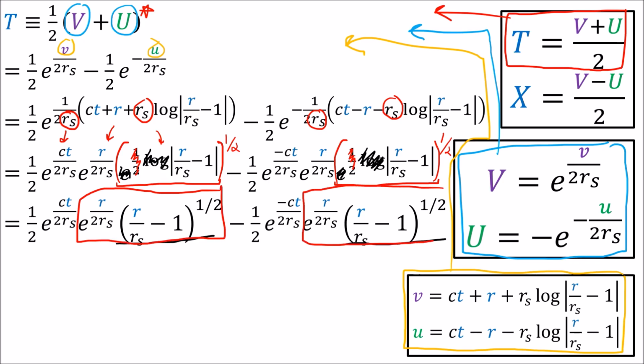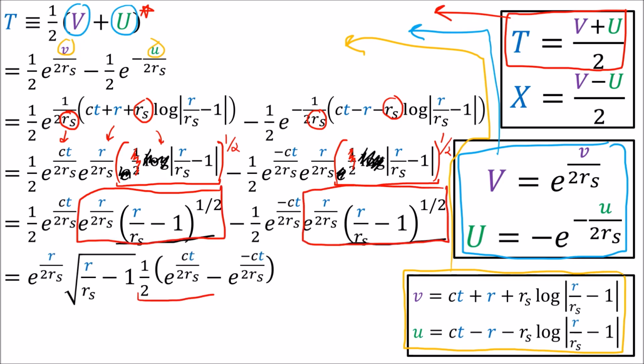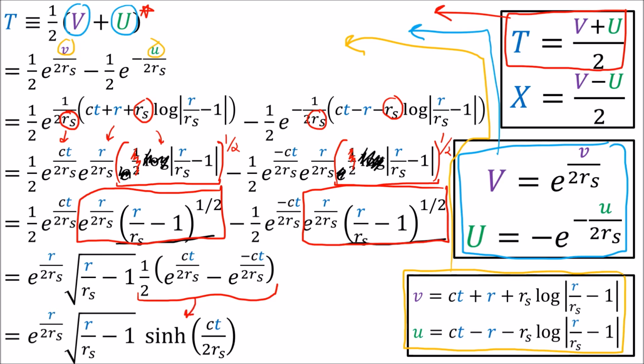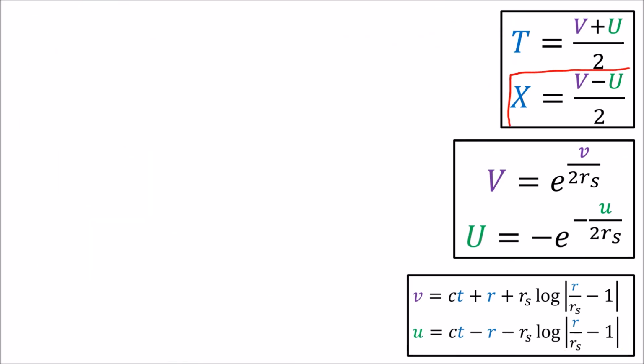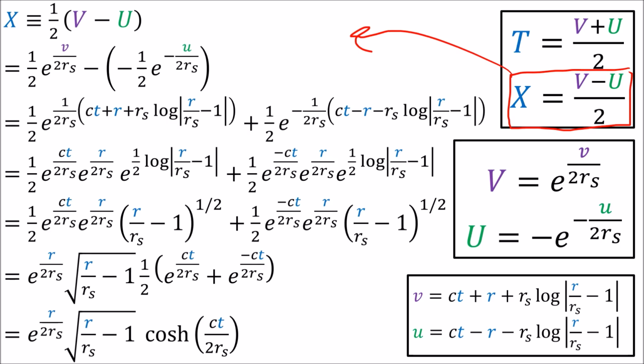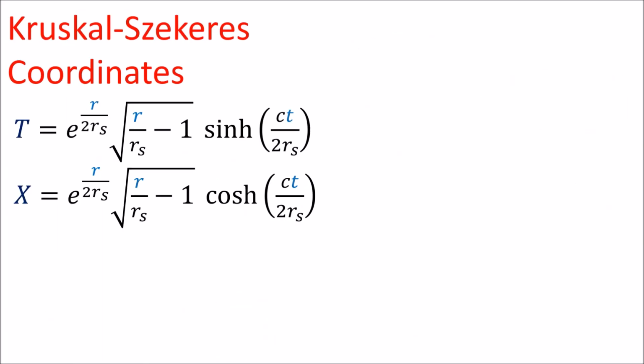We can then factor the r terms out and get 1/2 times a difference of exponentials involving ct. And you might recognize this as the formula for hyperbolic sine of ct. So this is our formula for converting CT and R into big T. And we can get a similar formula for big X, except it involves a sum of exponentials, and so this becomes hyperbolic cosine instead.